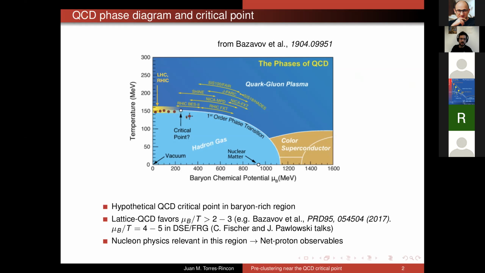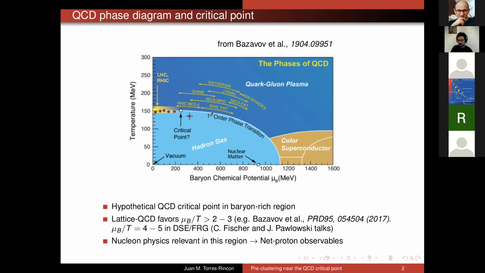In particular, we know from lattice QCD that this possible critical point is favored for a baryon chemical potential 2 or even 3 times larger than the critical temperature. Also some theoretical work based on Dyson-Swinger equations and the functional renormalization group, as we have seen in talks in this workshop, favors a critical point at 4 or even 5 times the critical temperature. So it's really in this area here where nucleon physics is relevant.